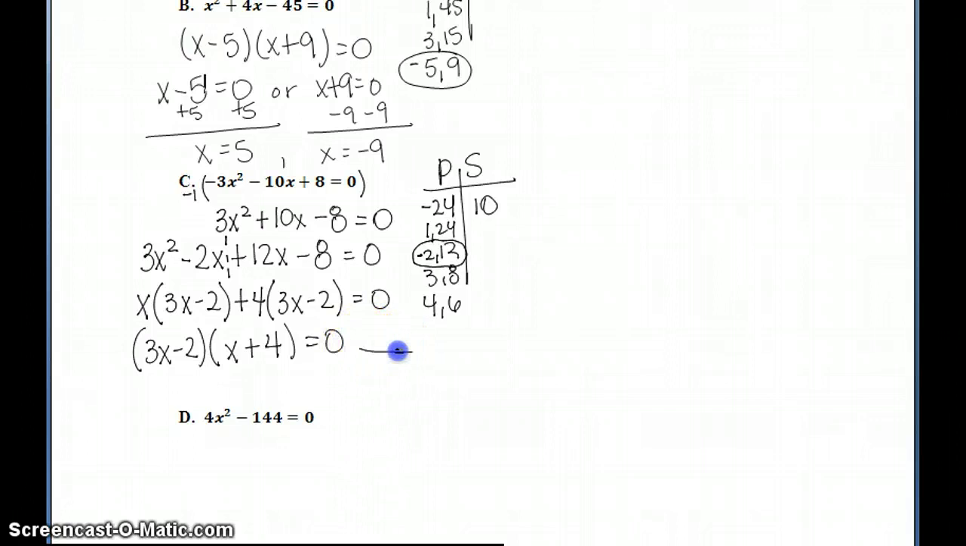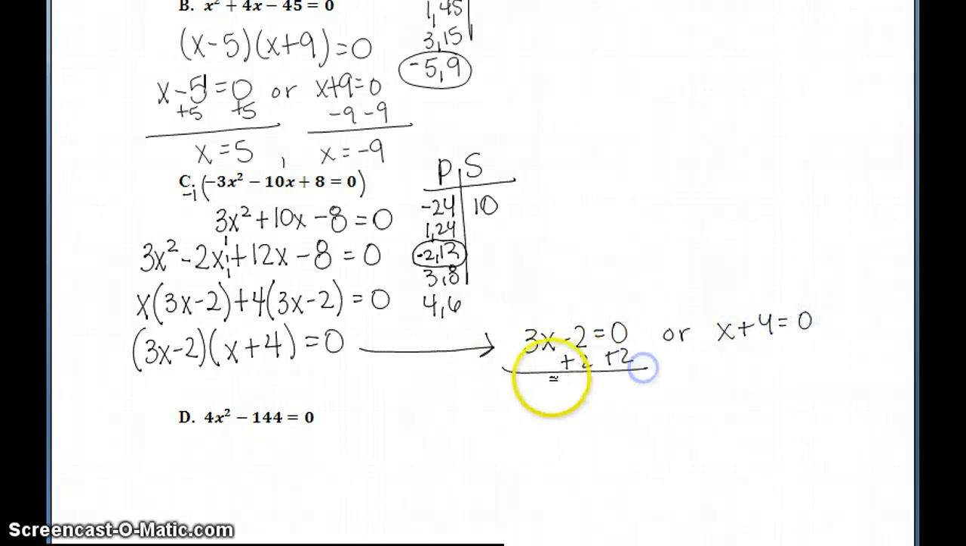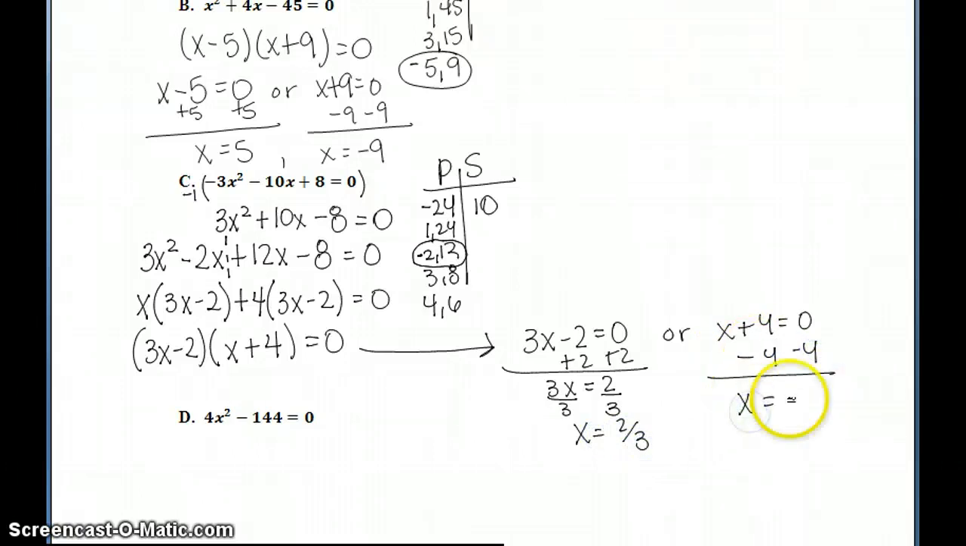So now my last step is going to be to do my zero product property, 3x minus 2 equals 0, or x plus 4 equals 0. So I'm going to add 2, 3x equals 2, divide by 3, so x equals 2/3, or minus 4, x equals negative 4. So there are my solutions, my roots, my x-intercepts.